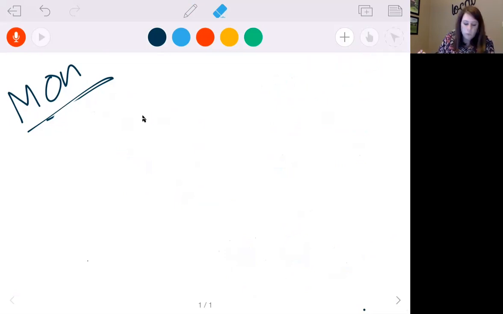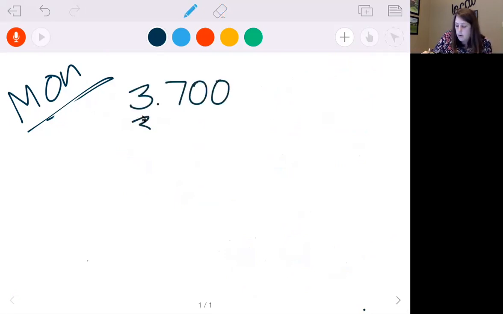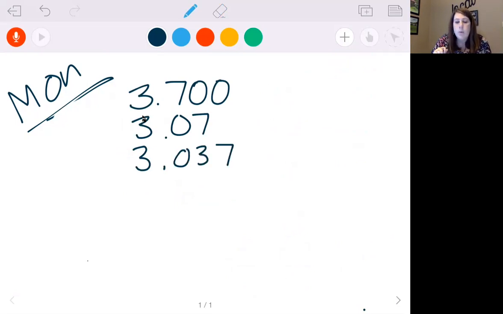Okay, so the next one let's do is 3 and 7 hundred thousandths, 3 and 7 hundredths, and 3 and 37 thousandths. So you see the one in the middle only has 2 places. I'm going to add a 0 here to make them all have 3 places so we can do it a lot easier. So let's do in red least to greatest. They all have 3 in the whole number spot. So let's move to the tenths. I have a 7 and 2 zeros.